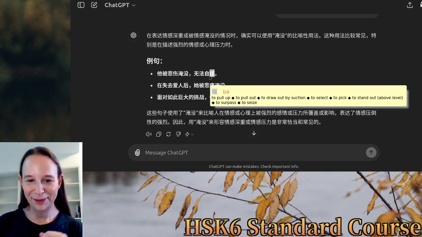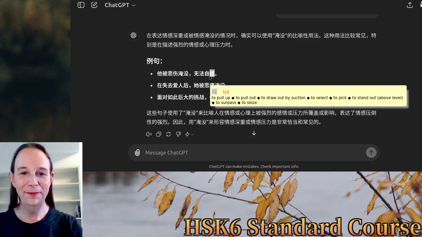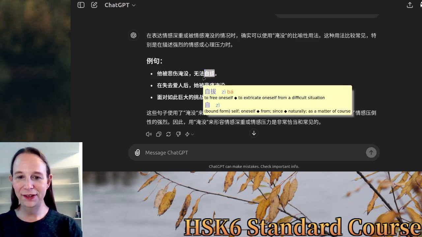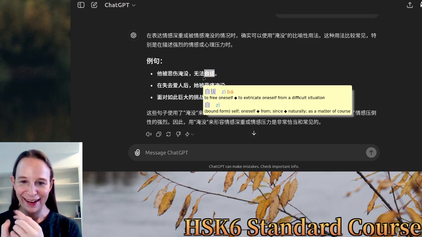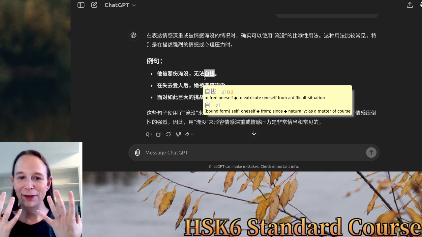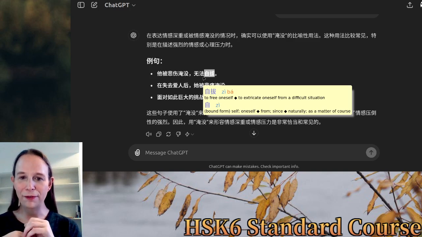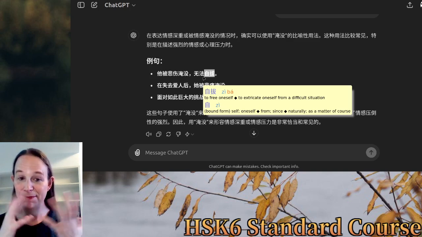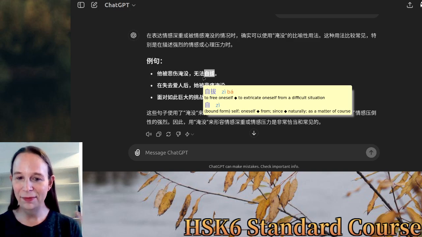Pull a tooth out, extract your tooth. 自拔, meaning to like self-extricate. You're in a bad situation, you're unable to get yourself out. 无法自拔. So maybe someone has a gambling addiction or something like that. There's 无法自拔. Yeah, they can't get out of their gambling addiction.